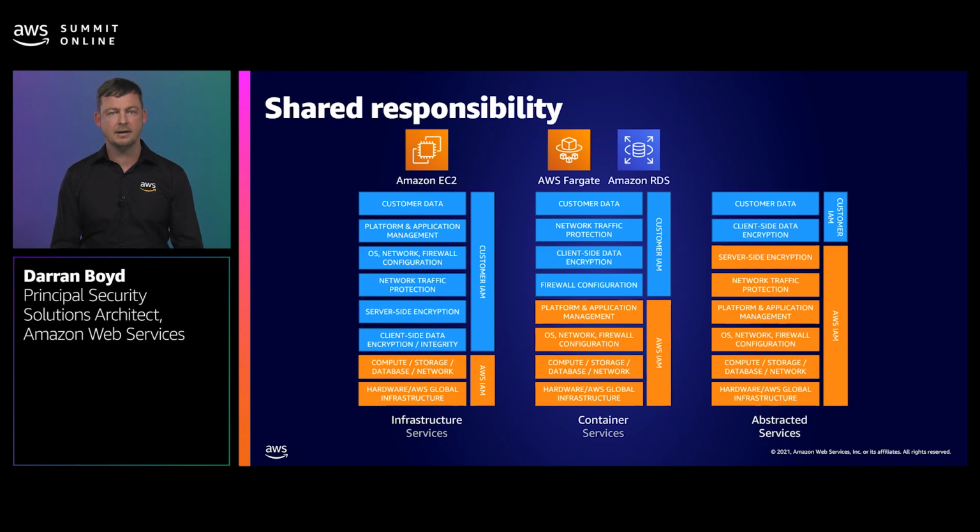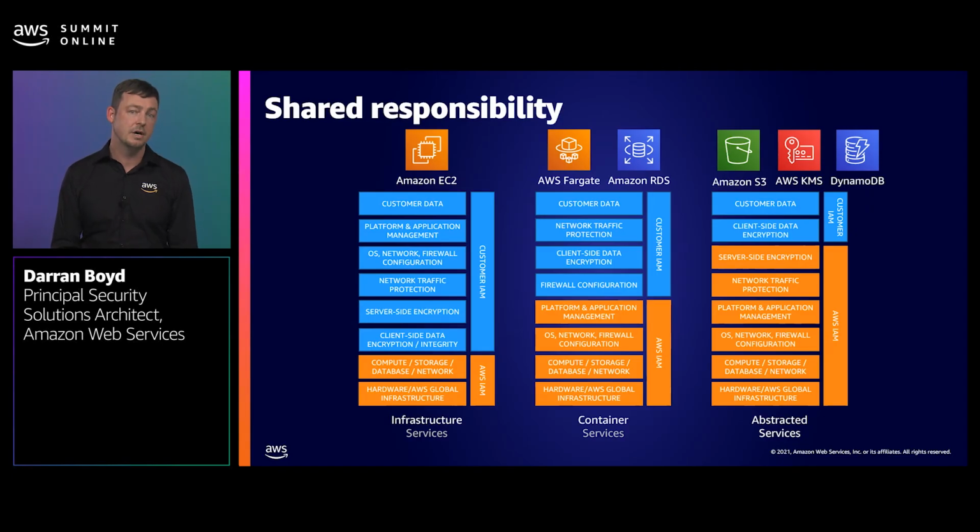In the most extreme case, we have abstracted services. A really good example is Amazon S3, which is a highly durable object storage service. In these examples, there is no operating system exposed to you. There's no database engine or any other platform for you to interact with in order to patch or manage. You do not need to perform penetration testing or vulnerability management of the AWS service. That is all on the AWS side of the shared responsibility model. And equally, all of those portions that are on AWS responsibility, the threat mitigations are managed by AWS too.